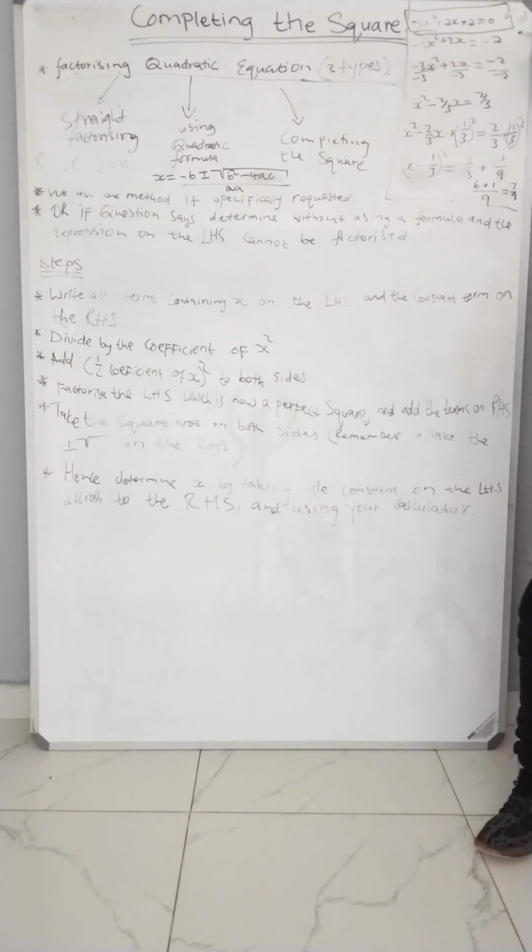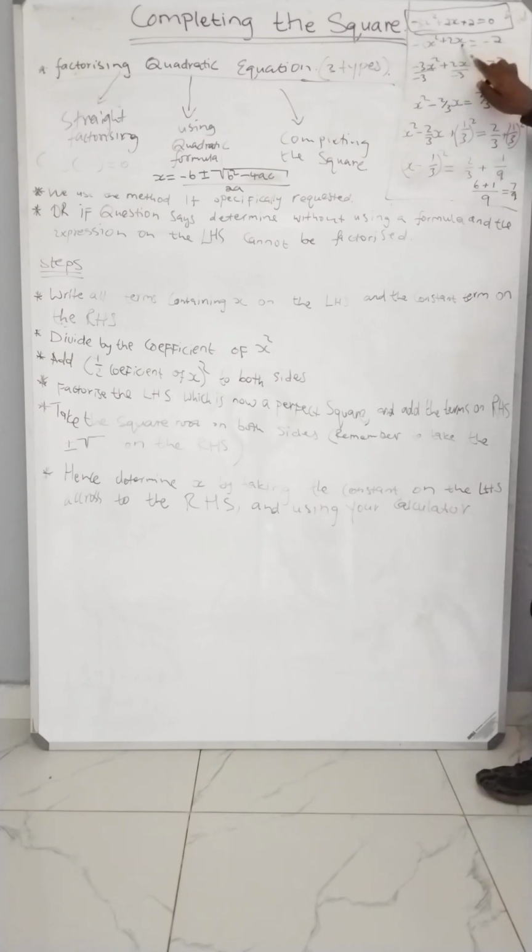Okay. Now, the next step, you're going to divide everything by the coefficient of x squared. The coefficient of x squared, not the coefficient of x, the coefficient of x squared. You have x here, you have x squared here. So the coefficient of x squared is minus 3. So hence you're going to divide every term by minus 3, which you did here, and you did here. Okay, that is your third step.